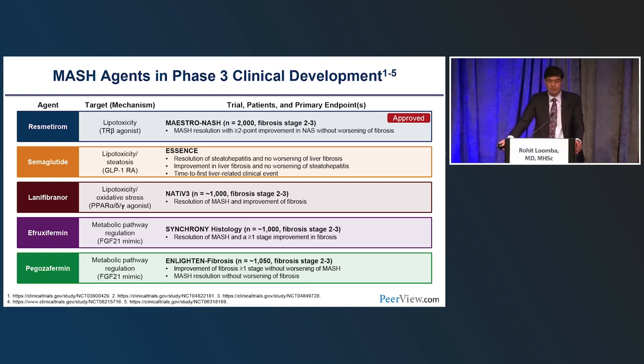Efruxifermin and pegozafermin are two FGF21 analogs that are also in clinical development. SYNCHRONY is a trial that's underway with efruxifermin, looking at resolution of MASH and one-stage improvement in fibrosis in those who have stage 2 or stage 3 fibrosis. And pegozafermin, with the ENLIGHTEN-Fibrosis program, is also looking at fibrosis improvement without worsening of MASH, or MASH resolution without worsening of fibrosis.